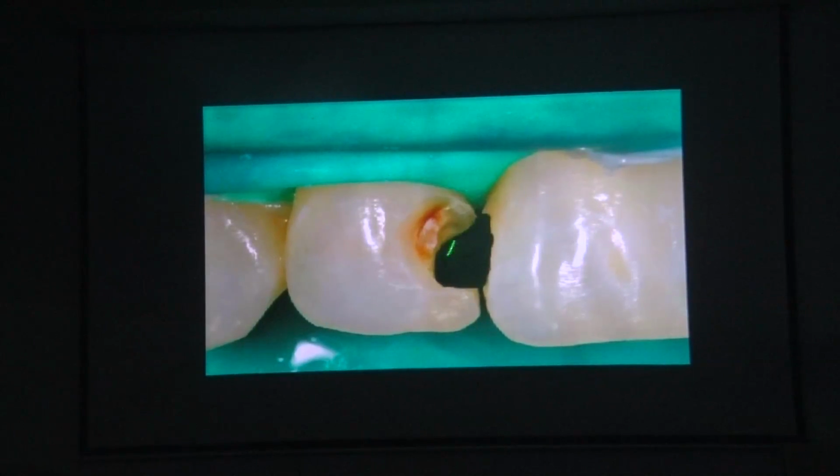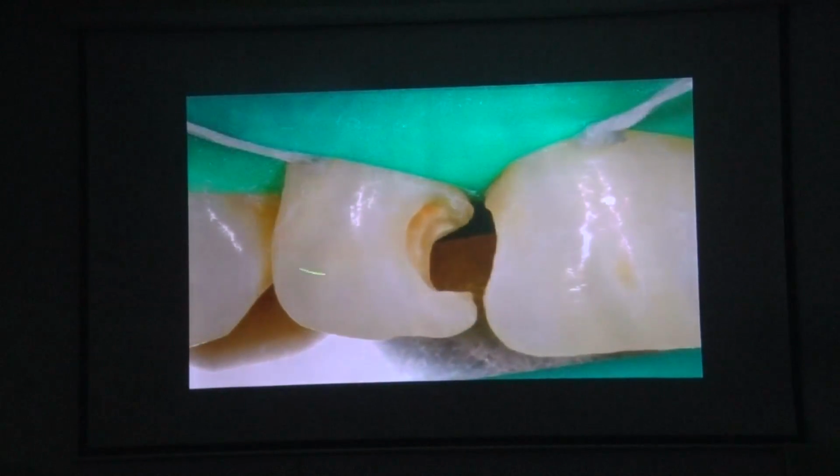In this I can give you a tip. After you give your bevels and etch, always put one layer of opaquer first. Block the light and then put your dentine and enamel. If you don't block this light which is passing through, then it will always look like a black shadow. You must have seen that. Very, very common.